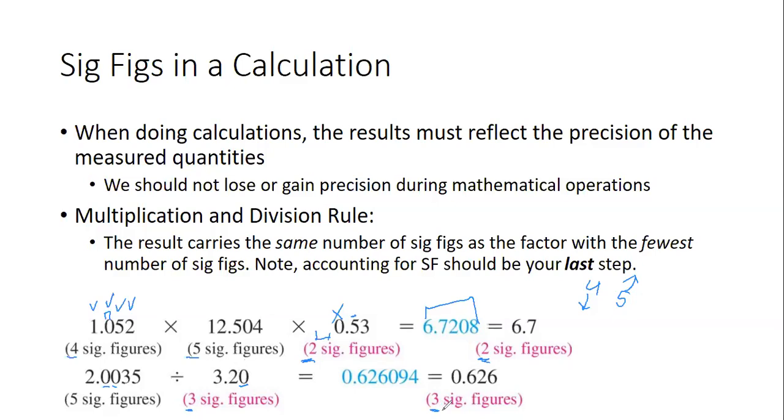So multiplication, division, super easy. Just count the number of sig figs in each number you're dealing with, and report your answer to the smallest amount of sig figs. And when you do this, rounding should always be your last step. When you cut the sig figs, that should always be your last step.